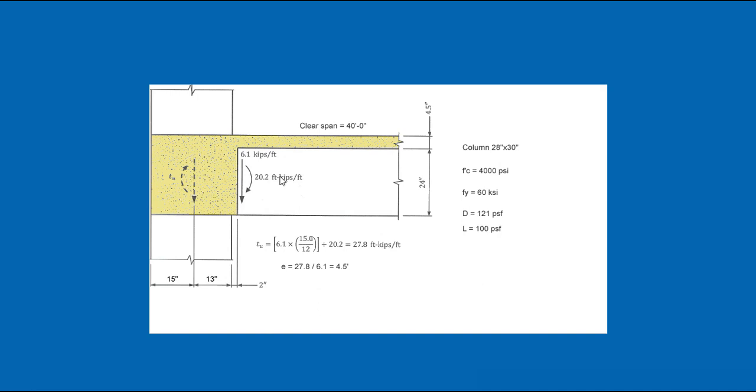The joist floor system produces a bending moment at the edge of the spandrel beam, 20.2, and also a shear, 6.1 kip per foot. So this bending moment and this shear force produce a torsional moment at the beam. The calculation is shown here. So this is a uniform torsional moment at the center line of the beam. And we can calculate the eccentricity of this force to produce this moment, just dividing the moment over the shear. The eccentricity is 4.5 feet. With this information, we can model this spandrel beam into ASDIP Concrete.